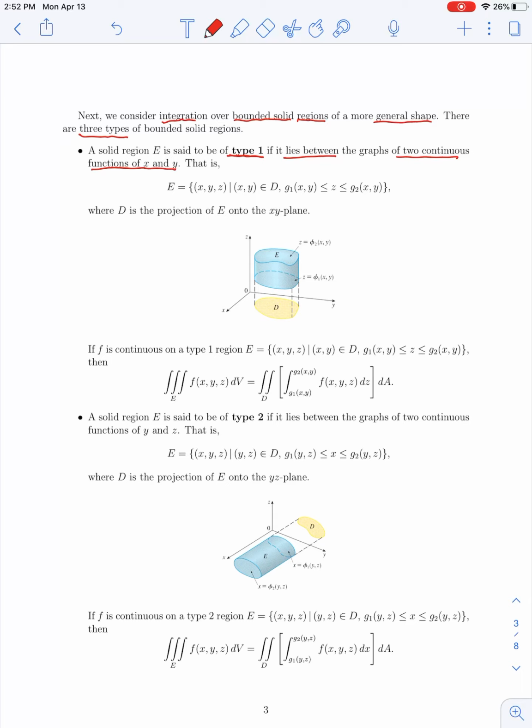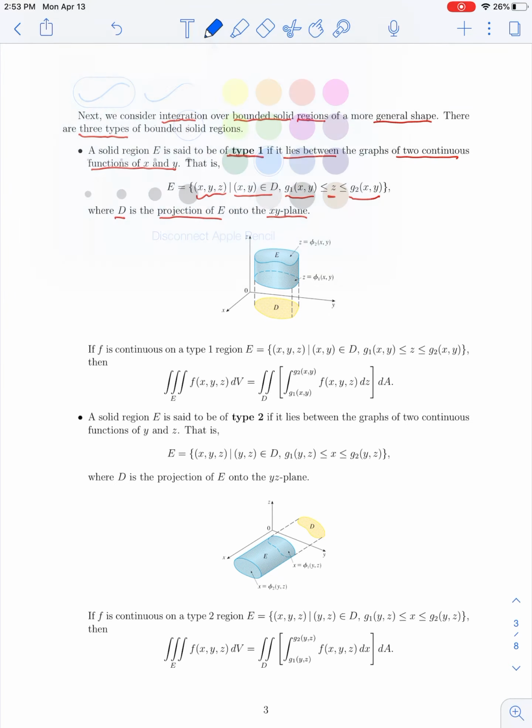That is, if our region E could be described as the set of all points x, y, z, where the z values are bounded above and below by two functions of x and y. That is, above and below by two surfaces, where the points x, y are in some region D, which would be the projection of E onto the xy plane.